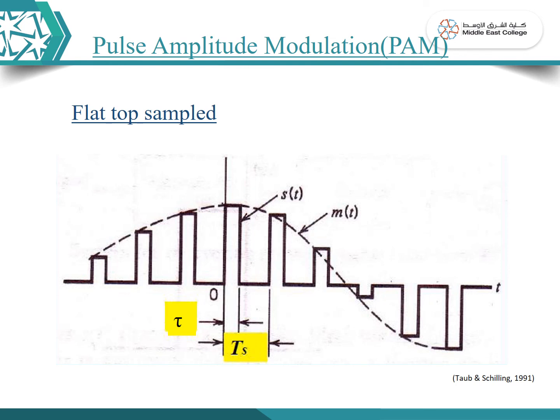You can see here the difference between natural sampling and flat top sampling. Here the top part is flat. Here the top part is flat. But in natural sampling, the top part preserves the shape of your message signal. So that is the difference between flat top and natural sampling.